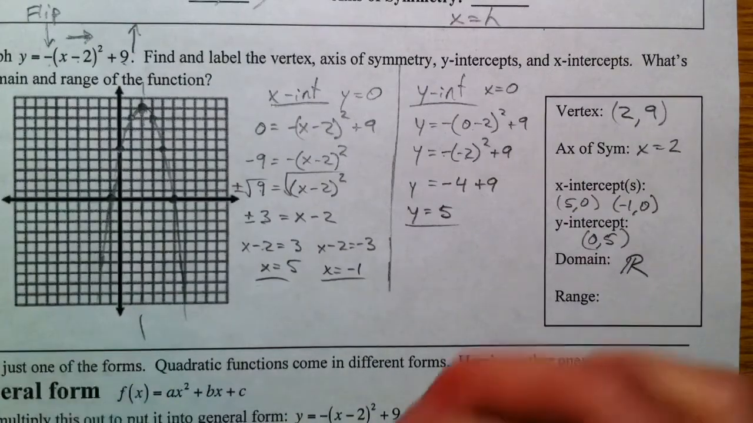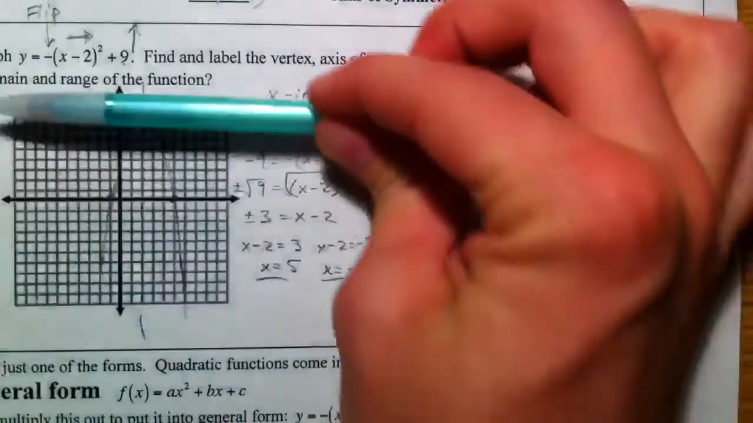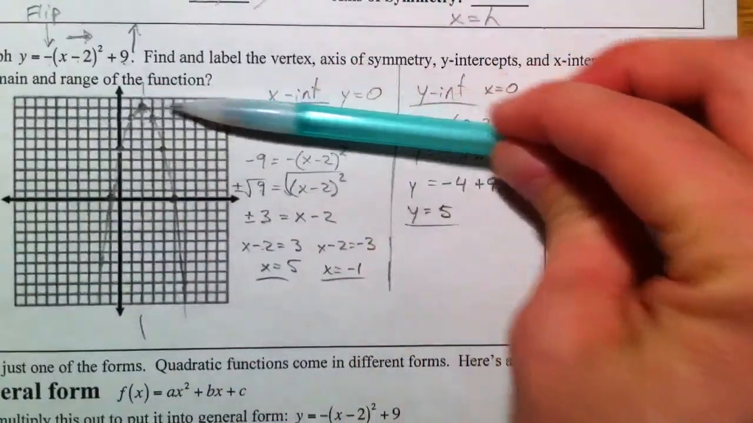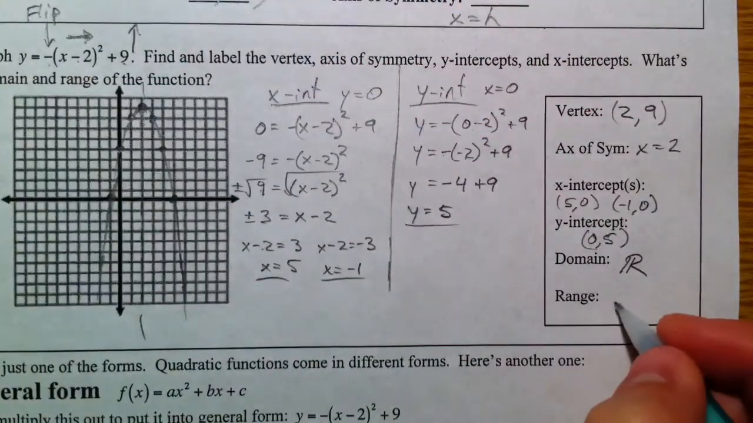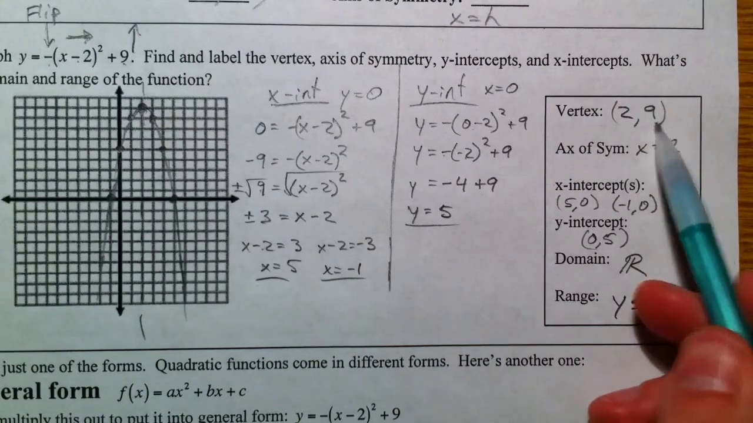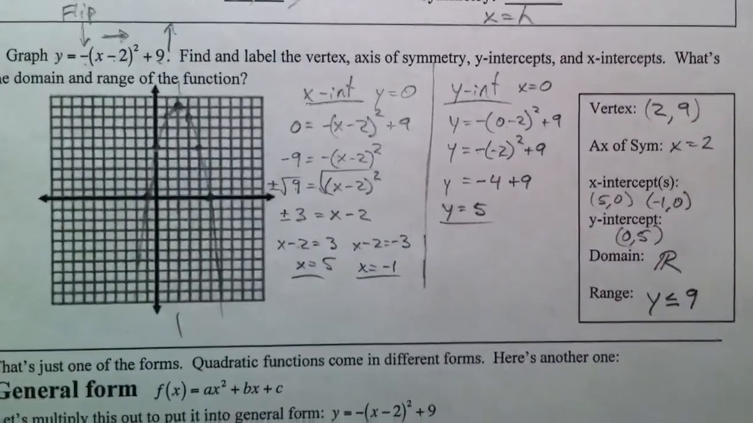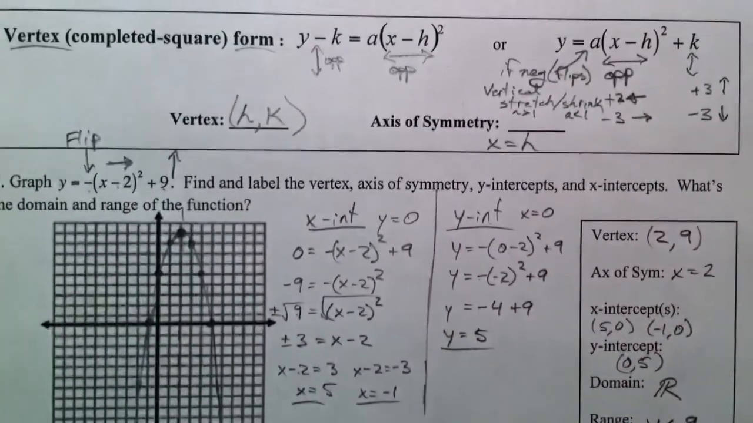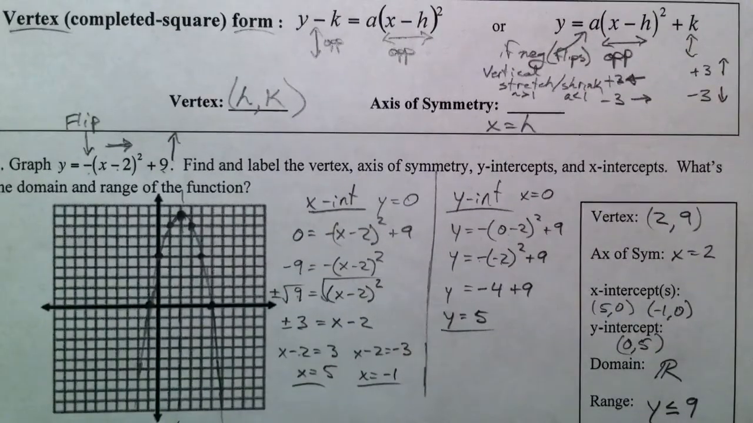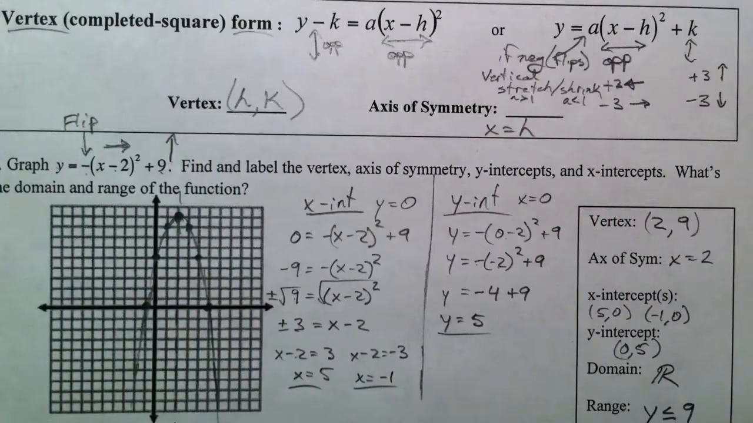The range, all of our y values go down here. It's going to keep going down, but it's never going to get above our vertex. That's our maximum. So y values are less than or equal to 9. And that's that. So that is vertex form. It's very nice because you can find your vertex very, very quickly.